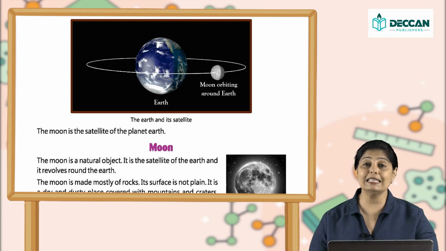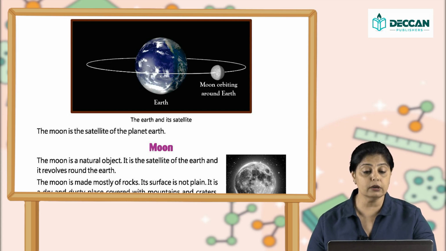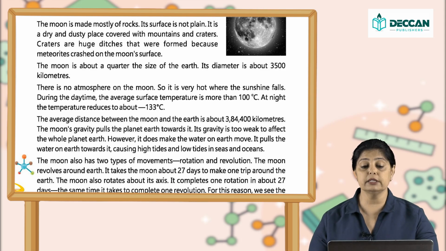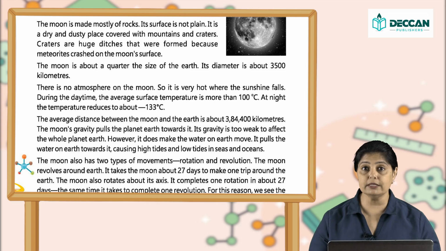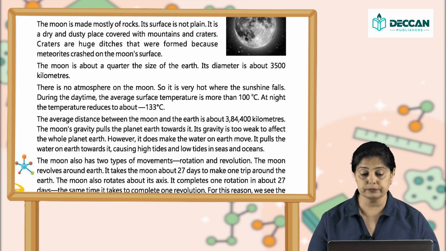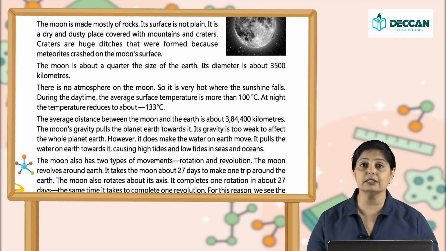Now the moon is a natural object. It is the satellite of the Earth and it revolves around the Earth. The moon is mostly made up of rocks. The surface of the moon is not plain. It is dry, dusty, and covered with mountains and craters. Craters are huge ditches that were formed because meteorites crashed on the moon's surface. So they are like pits formed by the meteorites that crashed on the moon's surface.